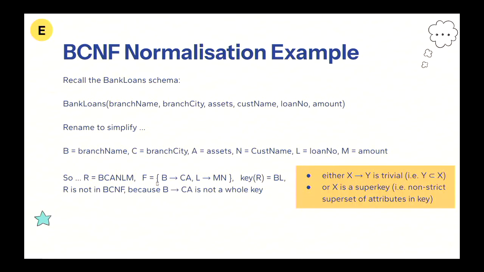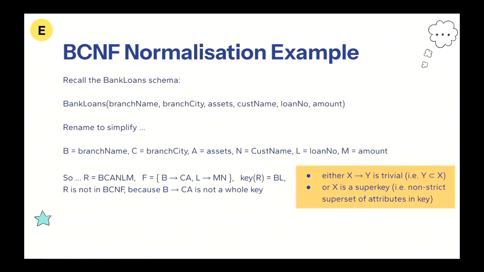So what we have now is the relation BCANLM, and the functional dependencies are: the branch name determines both branch city and assets, and the loan number determines both the amount and customer name. The key of this original schema is B and L, because B and L can determine all the attributes inside this original table.